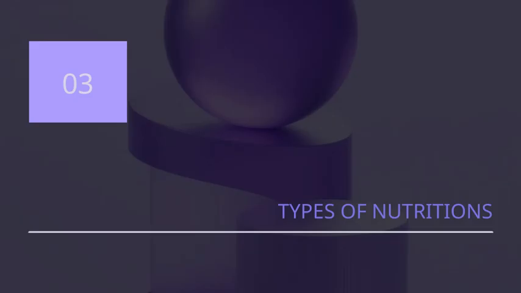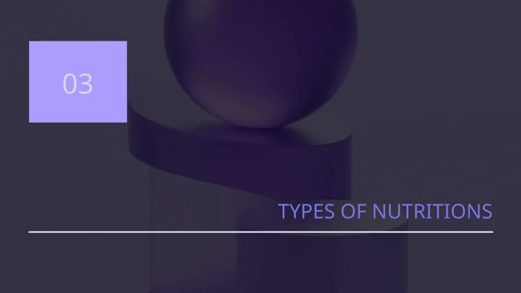Now, let's take a closer look at the different types of nutrition that our body needs. When we talk about nutrition, we're essentially referring to the substances that provide us with energy and support our growth, repair, and overall health. There are several key categories here. First, carbohydrates, which are our body's main source of energy. Think of foods like bread, rice, and pasta. They fuel our daily activities. Then we have proteins, essential for building and repairing tissues, especially muscles. Common sources include meat, beans, and dairy.